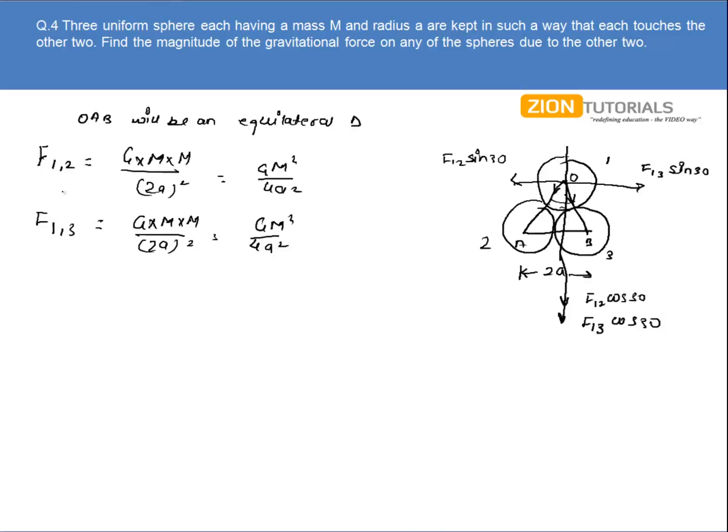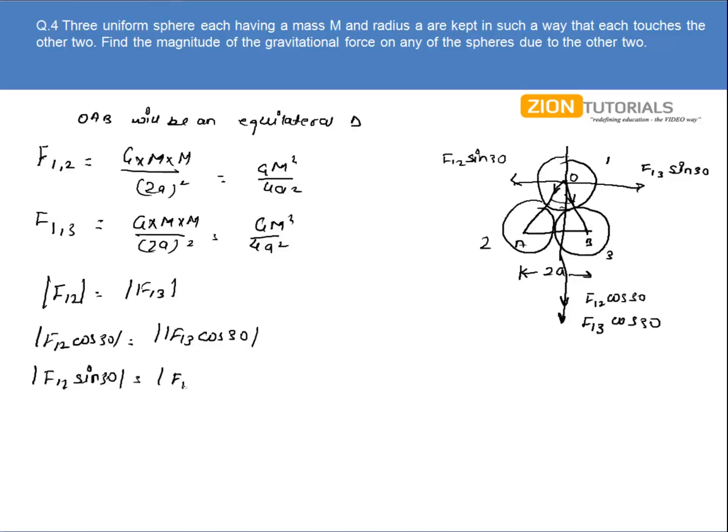Now what we notice is that F12 magnitude is equal to F13. Alright, then clearly the magnitude of F12 cos 30 will also be equal to F13 cos 30, and also the magnitude of F12 sin 30 will be equal to the magnitude of F13 sin 30. Now clearly F12 sin 30 and F13 sin 30 are equal in magnitude but opposite in direction, so they get cancelled.